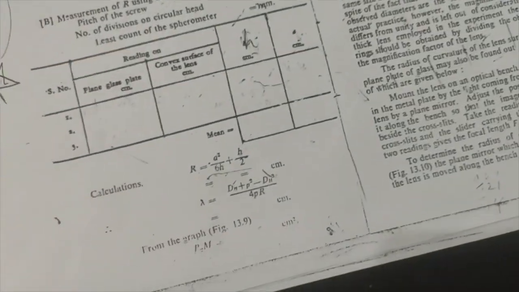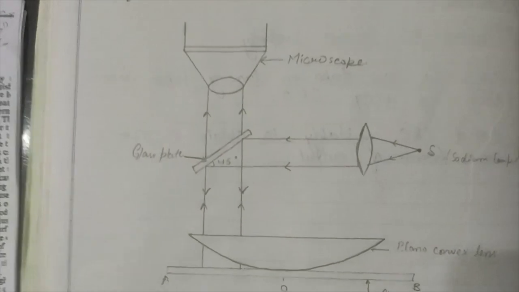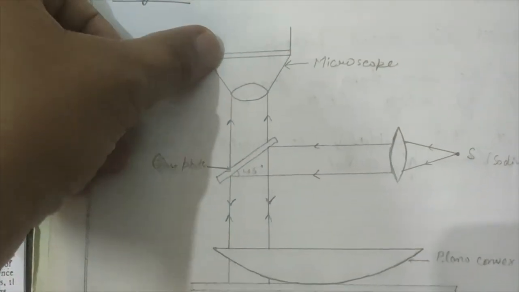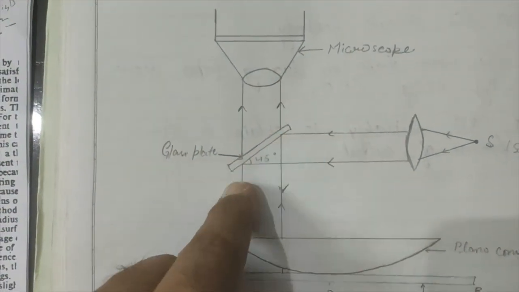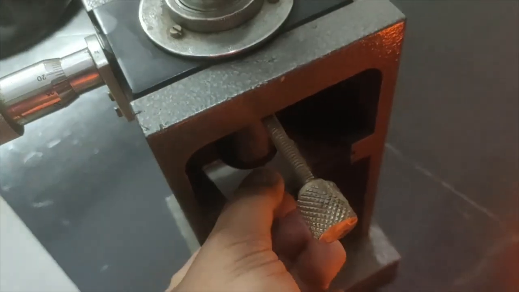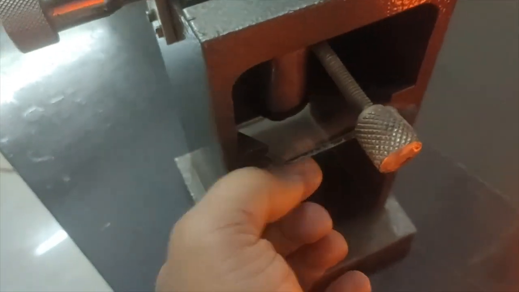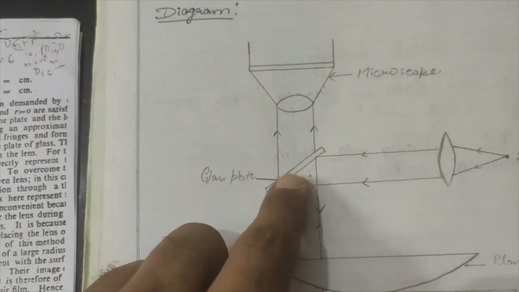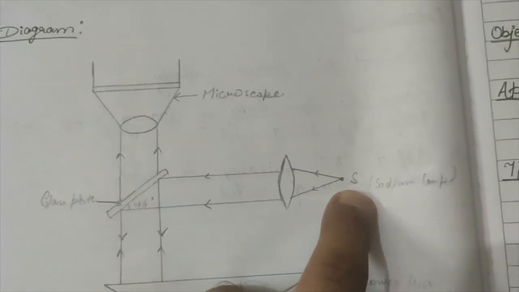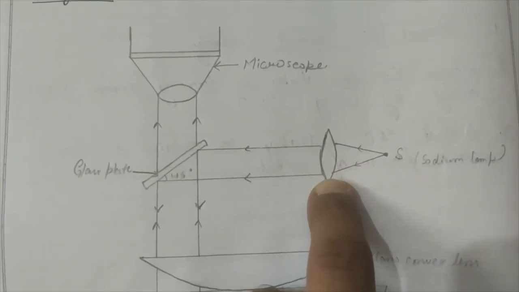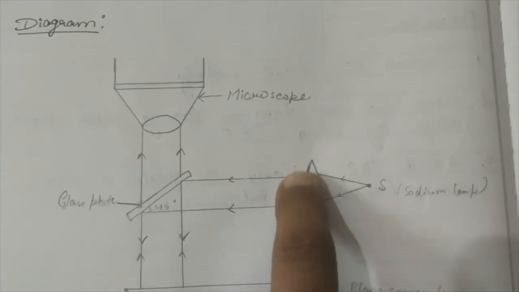As you can see, this is our microscope, and there is a glass plate at 45 degrees, which is fixed here. The light source is here, and the light comes and falls on a lens, which is there inside itself.